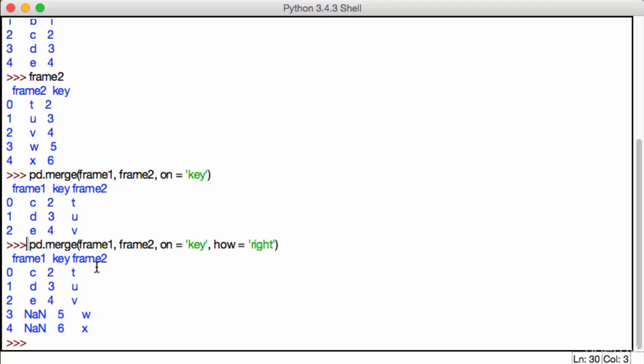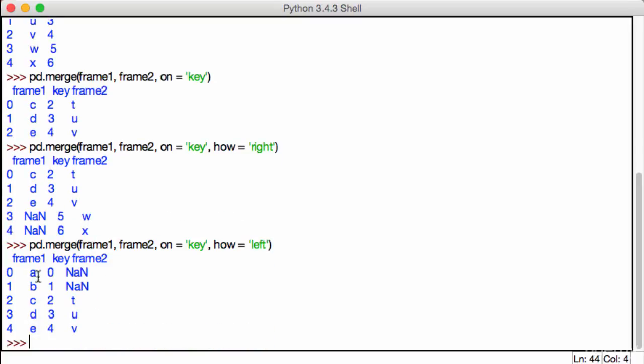So the exact same way right works, the exact same way left works, okay? So if you try putting left here, now frame 1 is full. So frame 1 has A, B, C, D, E, 0, 1, 2, 3, 4. Frame 2, however, only has T, U, V. The upper two are empty. So this was right and left. Basically, if you want one data frame to have priority over the other, you're going to specify that one should have its values intact.